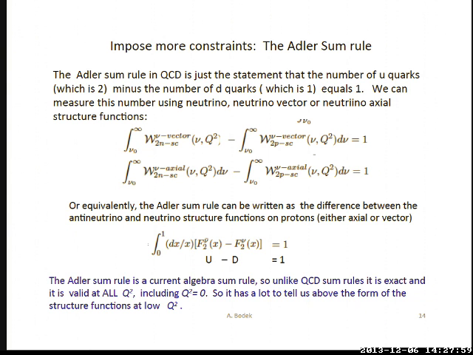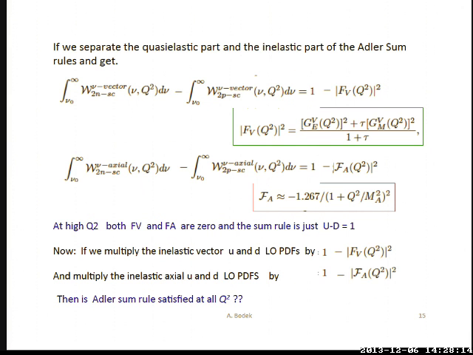So finally, we have something that has structure functions in it, and it says the difference has to go to 1. But what's typically done is you separate the quasi-elastic part. F2 has quasi-elastic, resonance, and inelastic parts. If you separate the quasi-elastic part of the sum rule, you get that the difference between W2n minus W2p vector is minus FV square, and FV square is given by this form. One thing you see right away is that at Q square equal to 0, G is equal to 1, tau is 0, so 1 minus 0 is 0, so the sum rule is satisfied at Q square equal to 0.